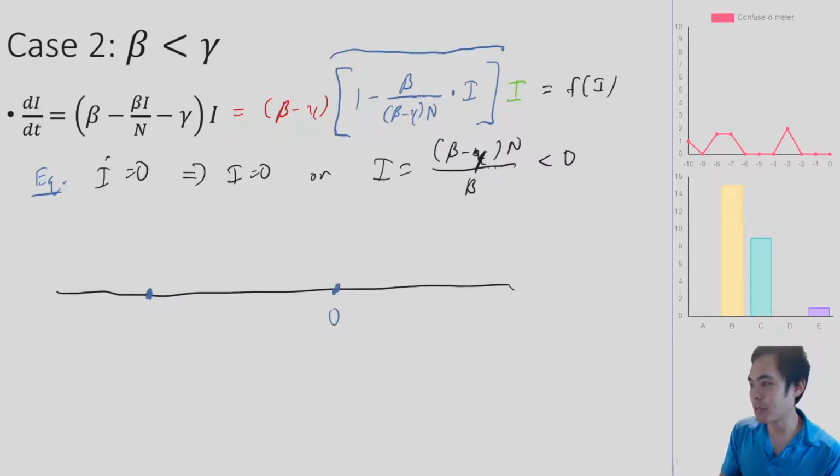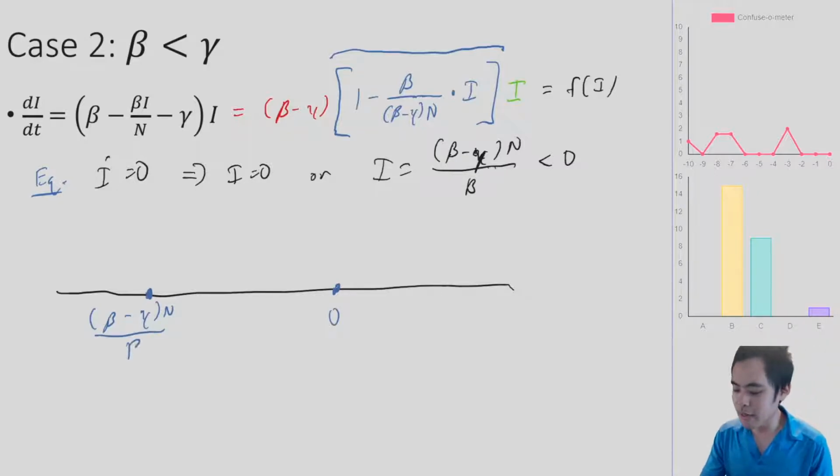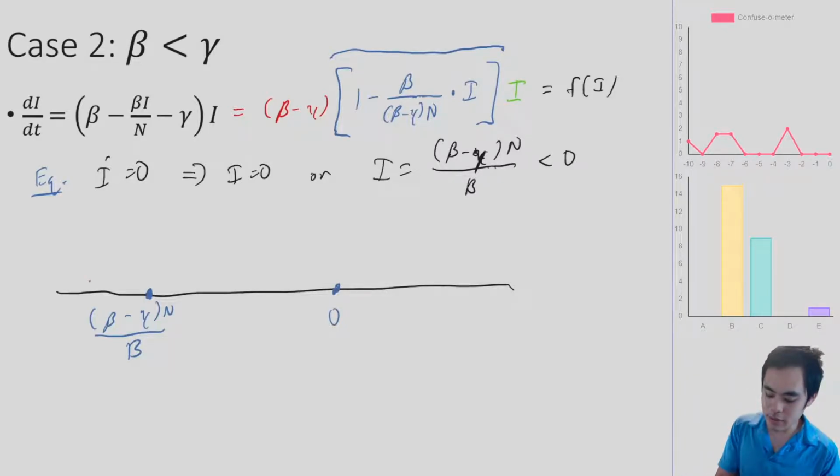So I skipped a couple steps since we're running a little short on time. But it turns out that this is going to be beta minus gamma n over b. And we can do the same sort of sign analysis. So you should try plugging in numbers that are smaller or greater. And what you find is that you get this phase diagram.